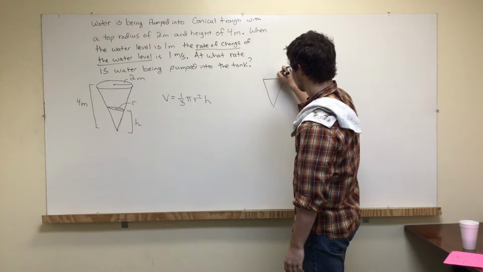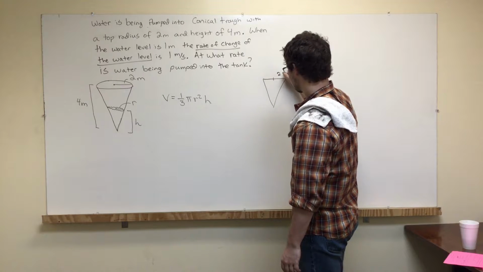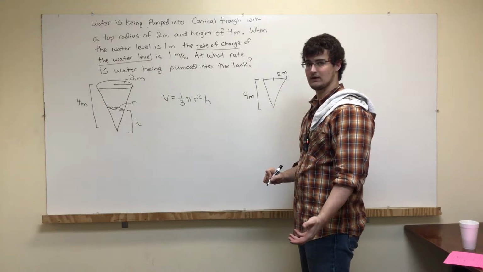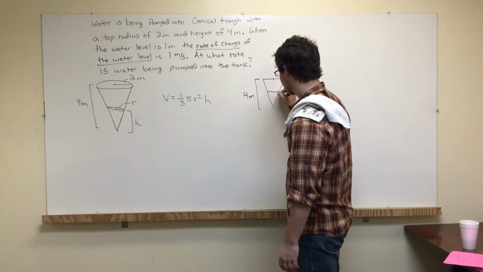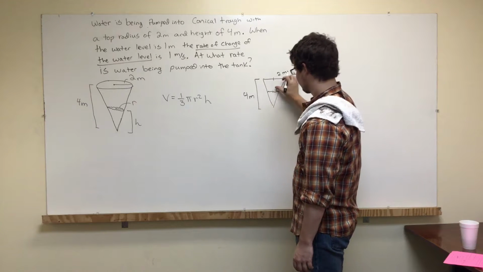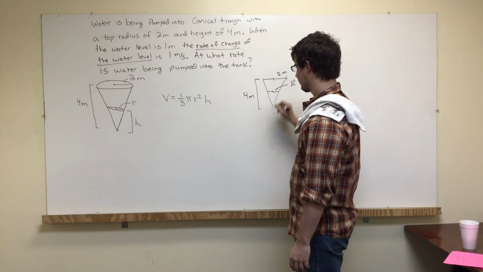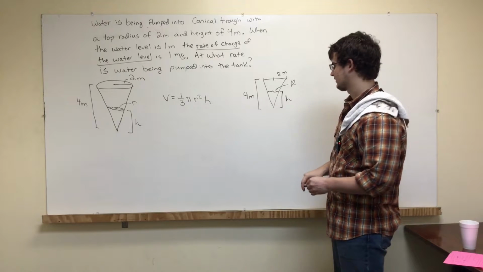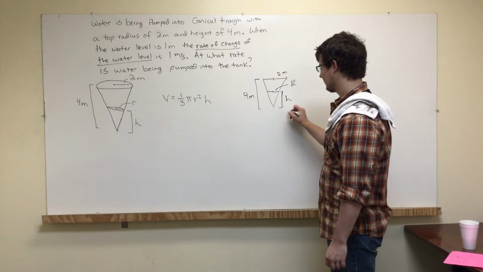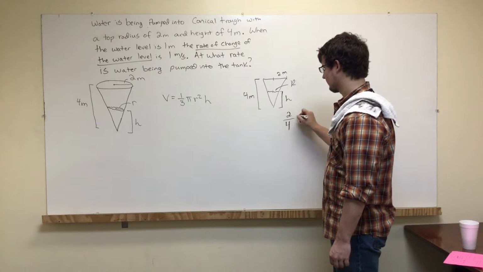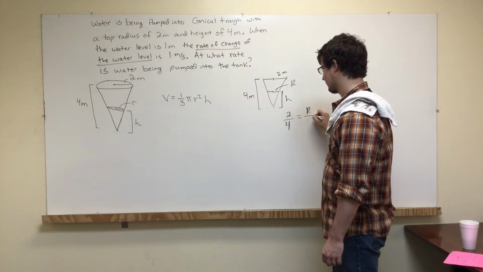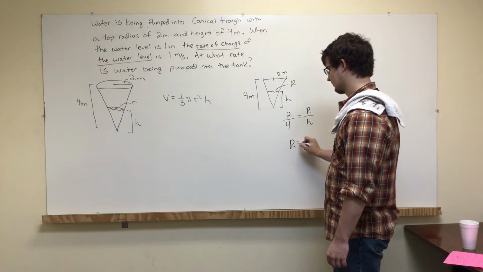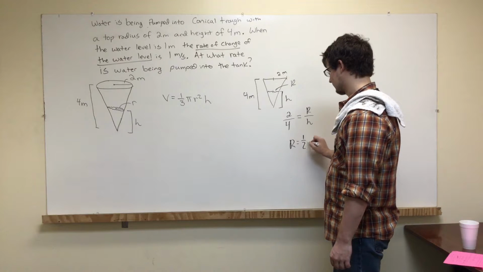I'm going to come over here. That's 2 meters. That's 4 meters. If I draw a random water level, that's R, and that's H, and what I have here are similar triangles. So what I can say is that 2 over 4 should be the same as R over H, or R is 1/2 H.